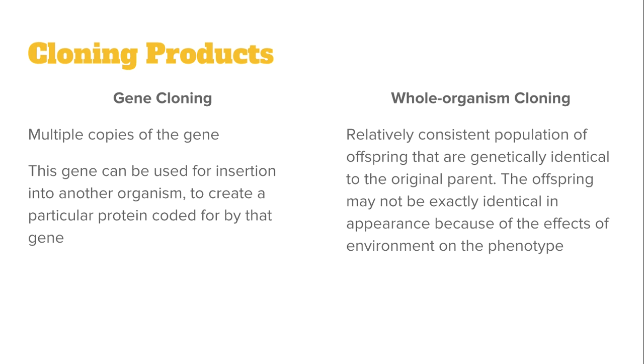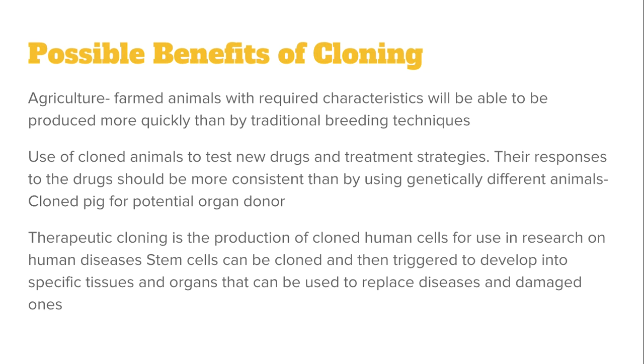What are the products of these types of cloning? In genes, we see multiple copies of the one gene, and this gene can be used for insertion into another organism or to create a particular protein coded for by that gene. In whole organism cloning, we produce a consistent population of offspring that are genetically identical to the original parent. The offspring, however, may not appear exactly identical because of the effects of the environment on the phenotype, even though their genotype is the same.